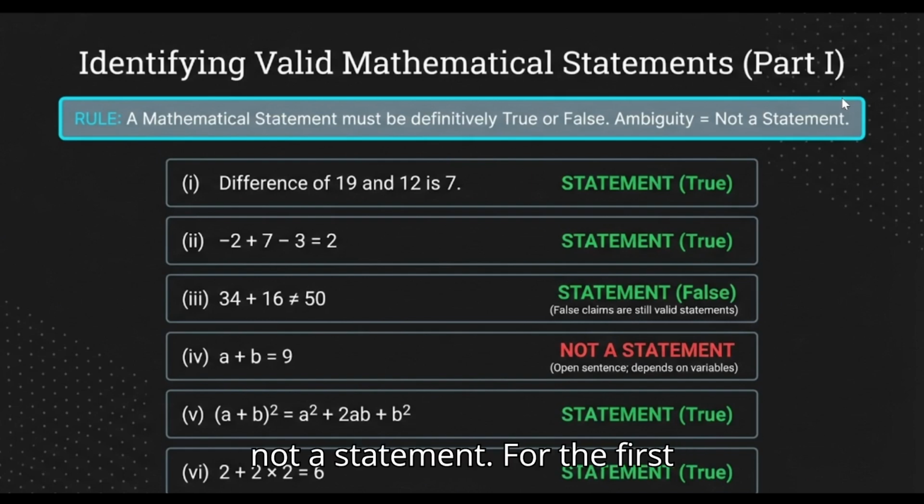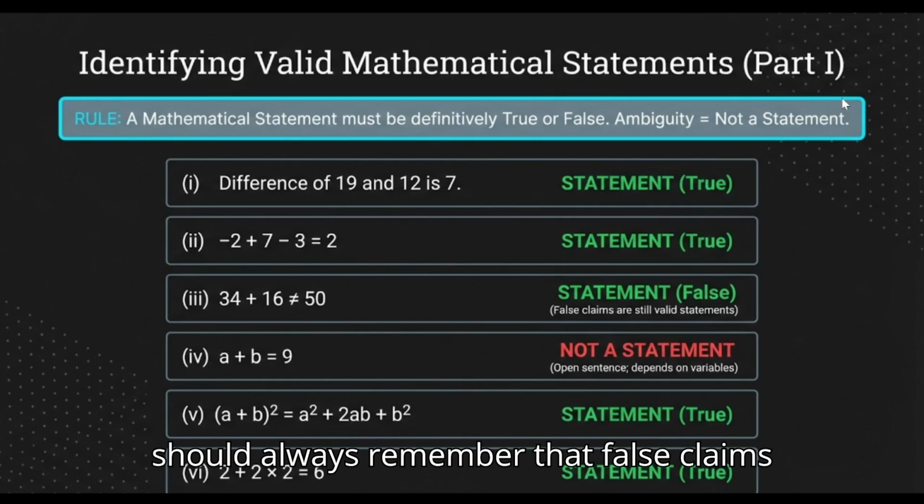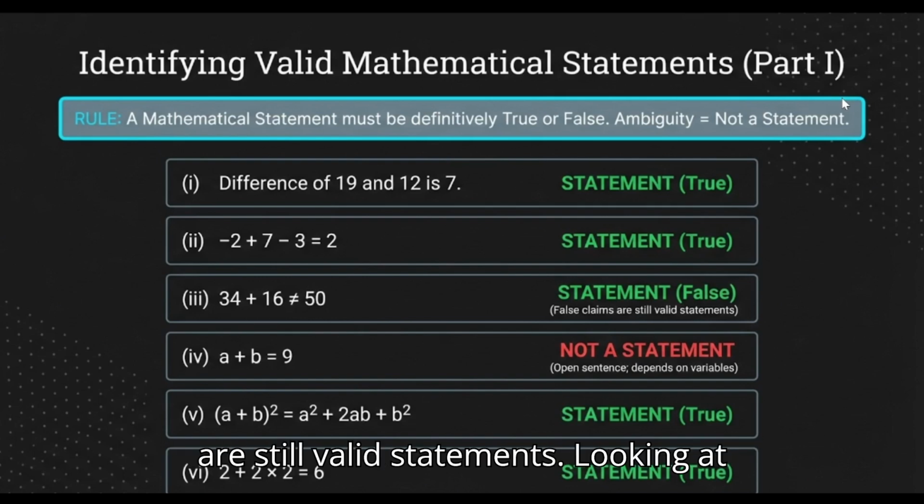For the first part, the difference of 19 and 12 is 7. This statement is true. The second part, minus 2 plus 7 minus 3 is equal to 2. This statement is also true. For the third part, 34 plus 16 is not equal to 50. This statement is false. But you should always remember that false claims are still valid statements. Looking at the fourth part, a plus b is equal to 9. This is not a statement. This is an open sentence. It depends on the variables.